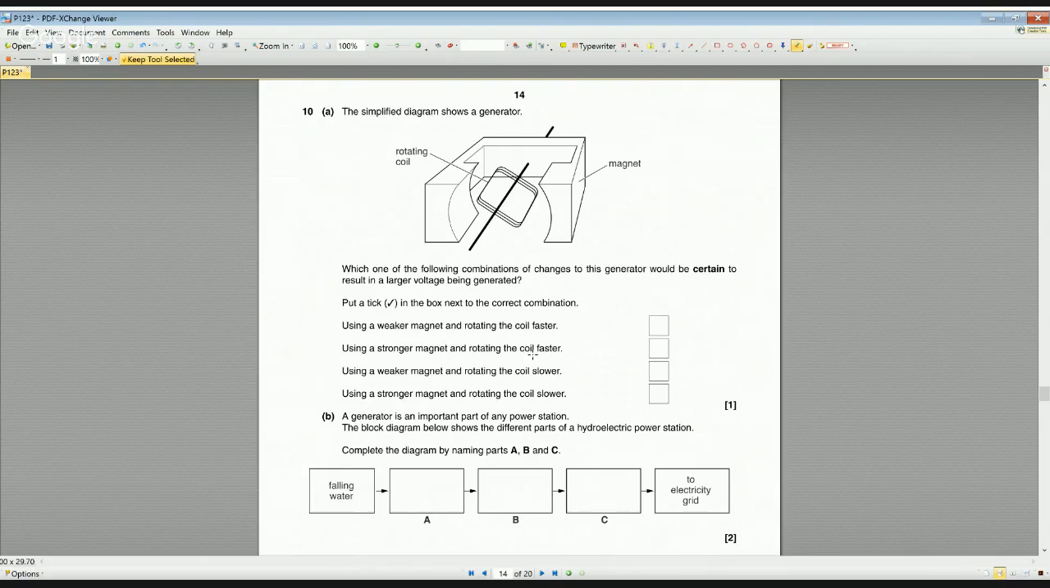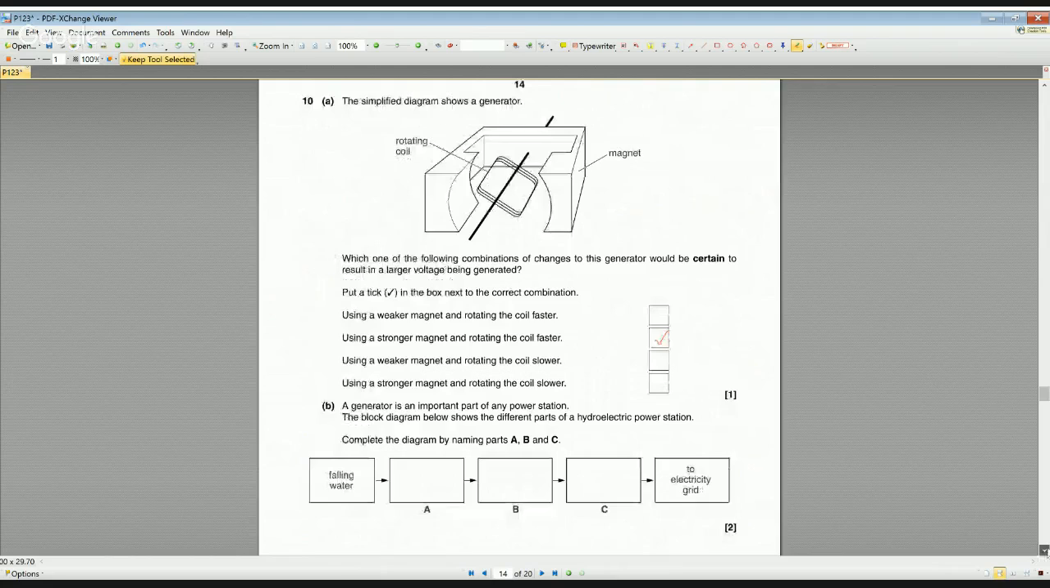Stronger magnet and rotating the coil faster. Yes. Both of those things will contribute to a larger voltage. Check the other ones. A weaker magnet, rotating the coil slower. That will definitely reduce the voltage. And a stronger magnet and a slower rotation. Again, one could cancel out the other. We don't know for sure if that will increase the voltage.